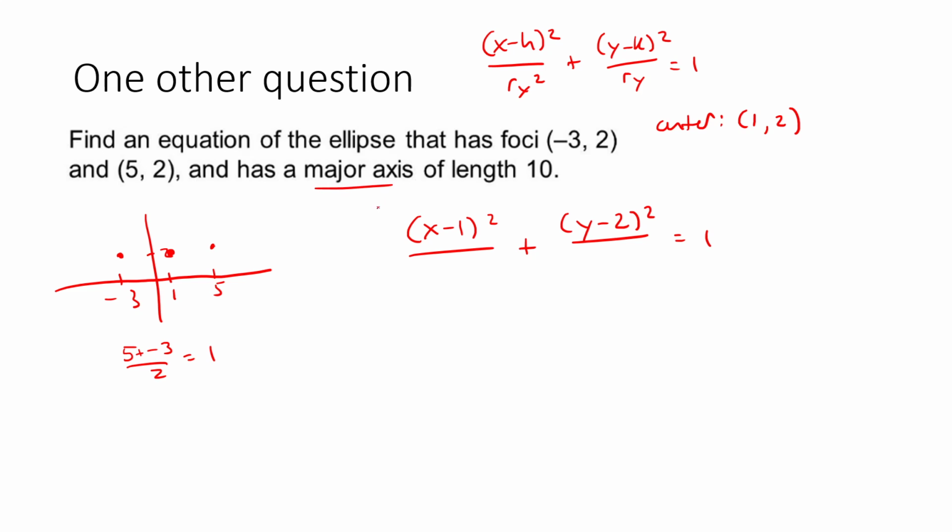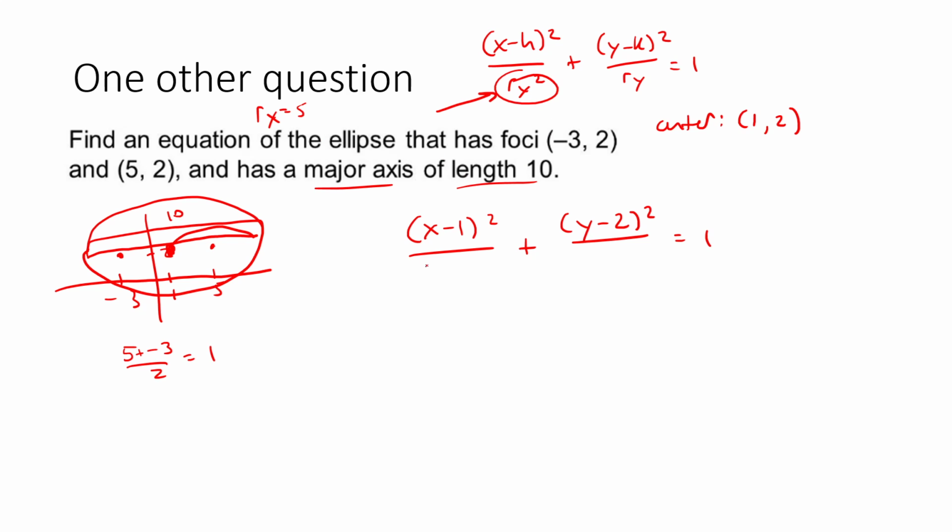Major axis of length 10. Okay, the major axis is the longer one. Well, we said that's always going to go in the direction of the foci. So your major axis is this way, and that has a length of 10. But that means, right, think about your ellipse here for a moment. That means the radius in the x direction is going to be 5. So now you know Rx is 5. But you want to put Rx squared in the bottom. So you're going to put 25. So now you're just missing Ry.